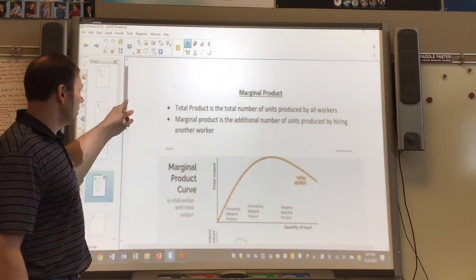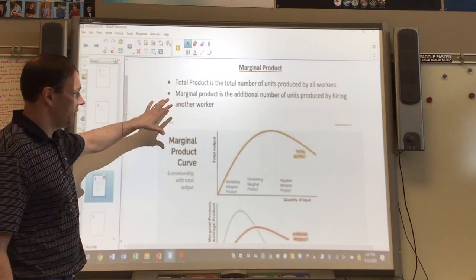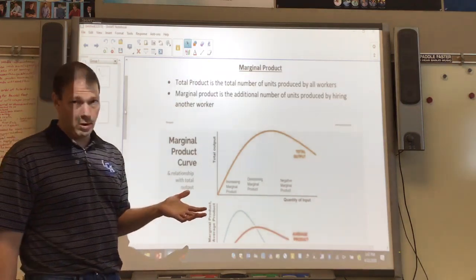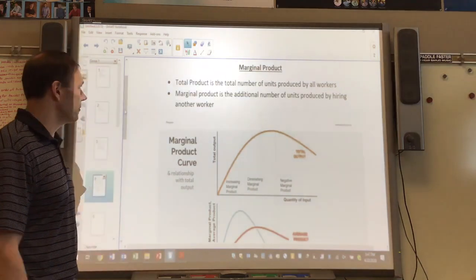Now, how does that factor into things? Well, the marginal product curve here that we're going to talk about, this is assuming we're in the short run, okay, where this is going to be a factor.